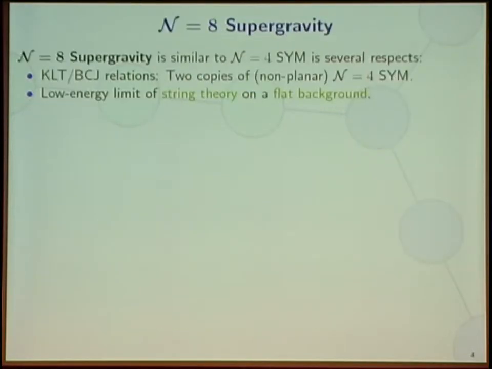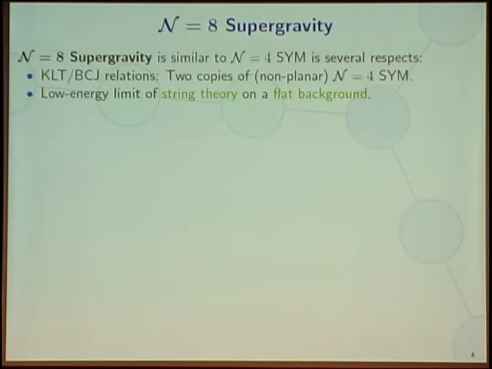But let me go back to N=8 supergravity. In fact, that's a very similar theory to N=4 super Yang-Mills for several reasons. One you've heard about in Henrik Johansson's talk. These are the KLT or BCJ relations that essentially tell you that N=8 supergravity is more or less 2 copies of N=4 super Yang-Mills. I mean, that doesn't really apply to the final answer, so there are differences, but halfway through the calculation, you can still use the N=4 super Yang-Mills results.